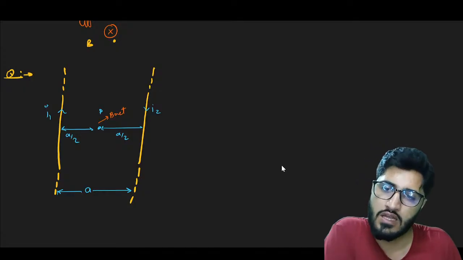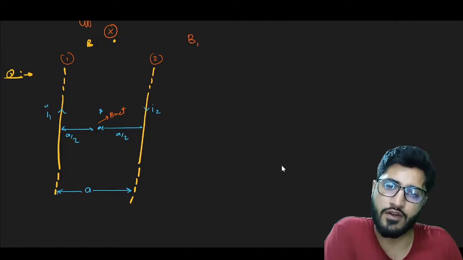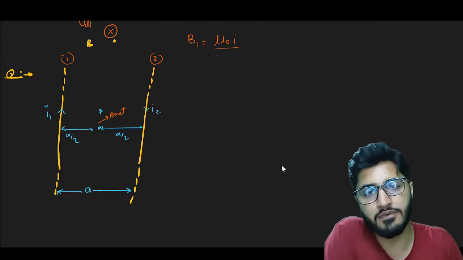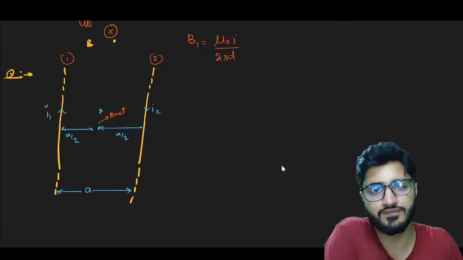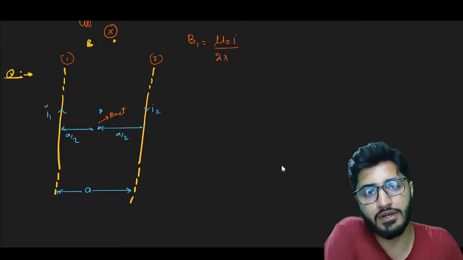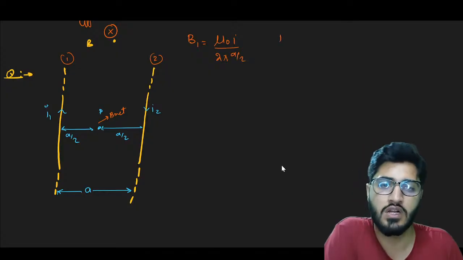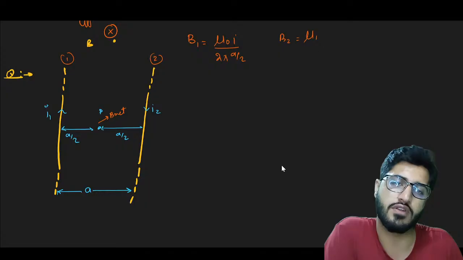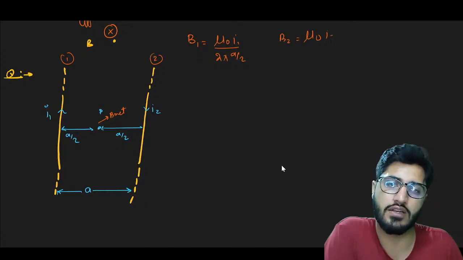Wire 1, wire 2. So the magnetic field due to 1 will be mu naught I1 divided by 2 pi d, since it is infinite. But we don't have d, we have a by 2. So I can write mu naught I1 divided by 2 pi a by 2. B2 is the same: mu naught I2 divided by 2 pi a by 2.